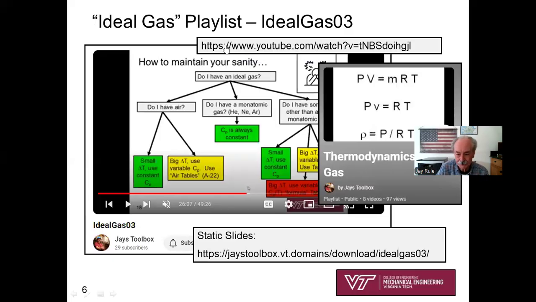Ideal gas questions. Were you a little confused when I said we're going to model this air as an ideal gas with constant specific heat? I need some refresher on that. What's the difference between constant specific heat and variable specific heat? I'd like to chase you to my YouTube channel and look for Ideal Gas 03. I've got a video that lasts about 50 minutes that really in detail talks about modeling ideal gases.